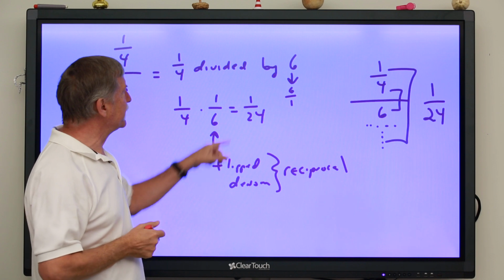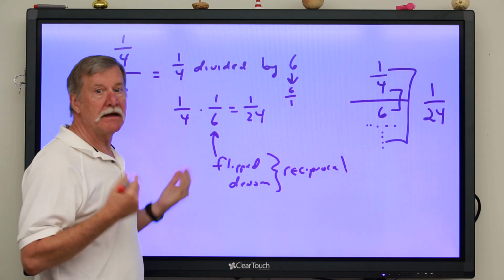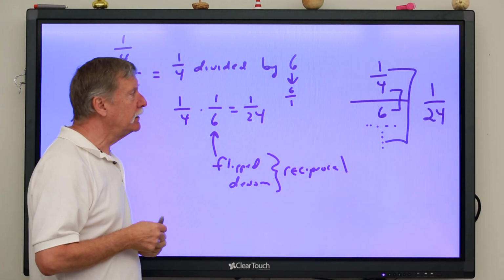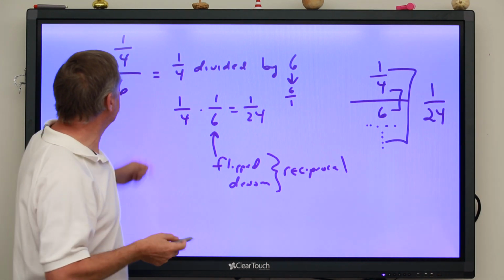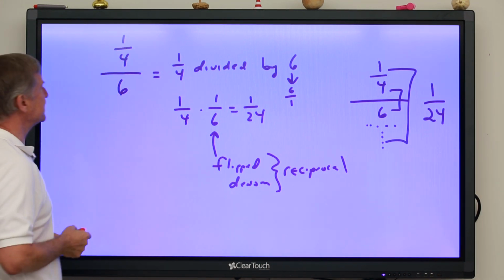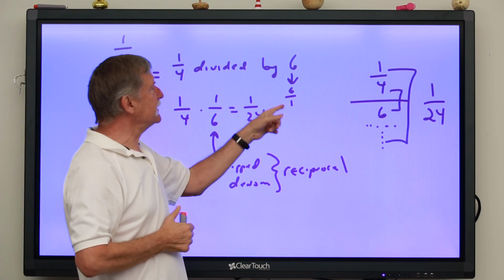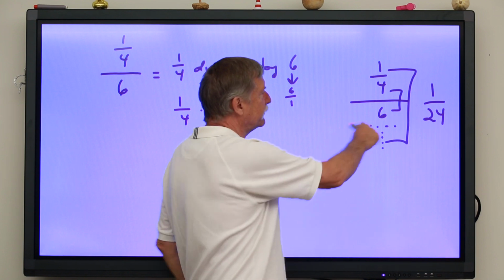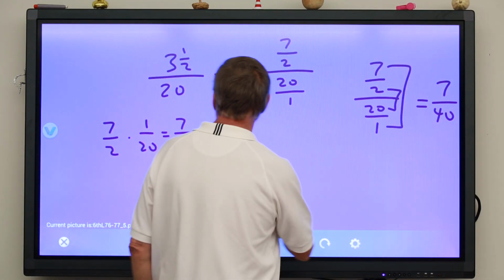We flip the denominator, and the reciprocal becomes the multiplying problem there. Now if this were outer, upper, inner, under, 1/4 divided by 6, we again make 6 into a fraction, right? 6 over 1. And I'm showing that with little dots here, all right?